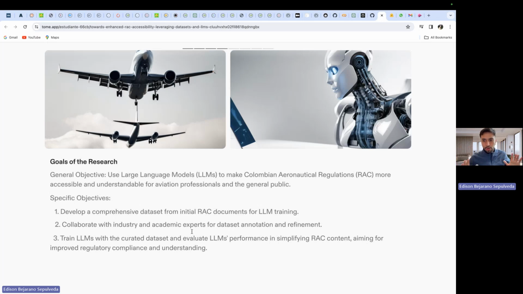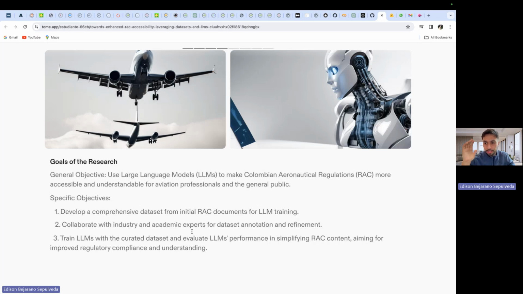That was our goal, our objective. And with that in mind, we wrote three specific objectives. The first one was to develop a comprehensive dataset from the initial five RACs for LLM training. The second one was to collaborate with industry and academic experts for dataset annotation and refinement to improve the quality of that dataset. And the third one was to train the LLMs with the correct dataset and evaluate the LLMs' performance in their responses.